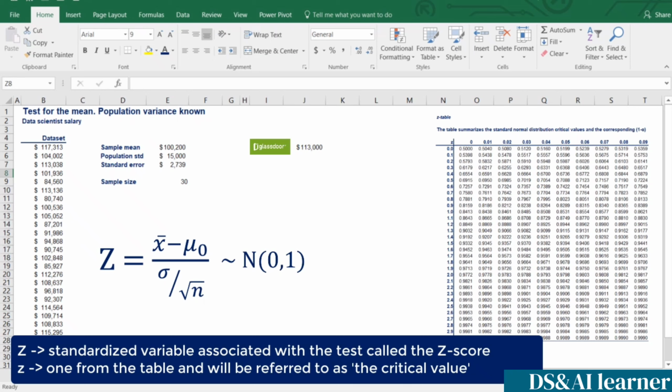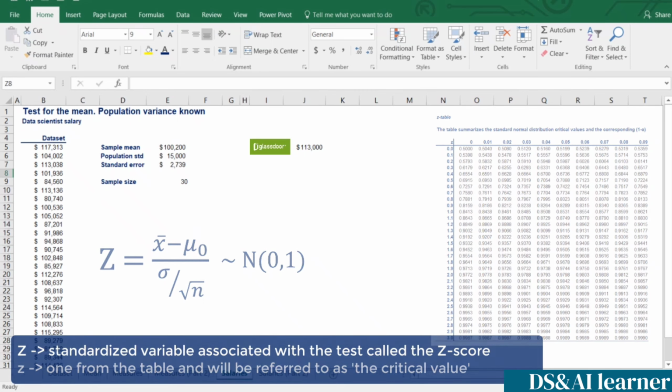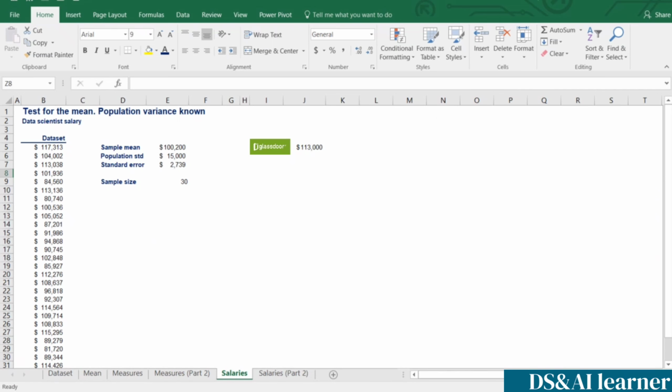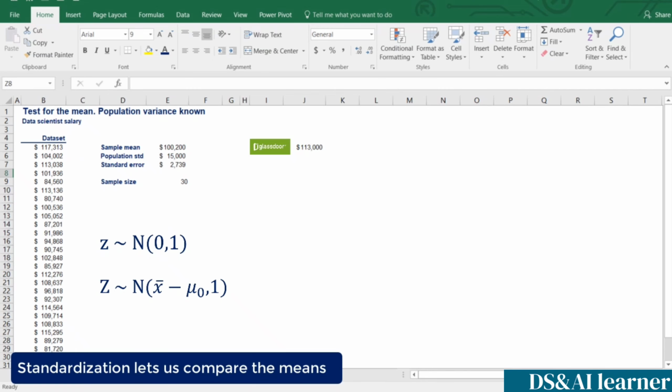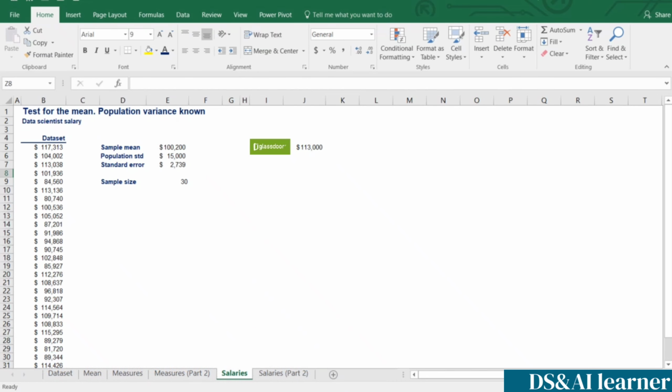All right, how does testing work? Think about this. The lowercase z is normally distributed with a mean of 0 and standard deviation of 1. The uppercase Z is normally distributed with a mean of x bar minus mu0 and a standard deviation of 1. Standardization lets us compare the means. The closer the difference of x bar and mu0 to 0, the closer the z-score itself to 0. This implies a higher chance to accept the null hypothesis. Let's go back to the example.